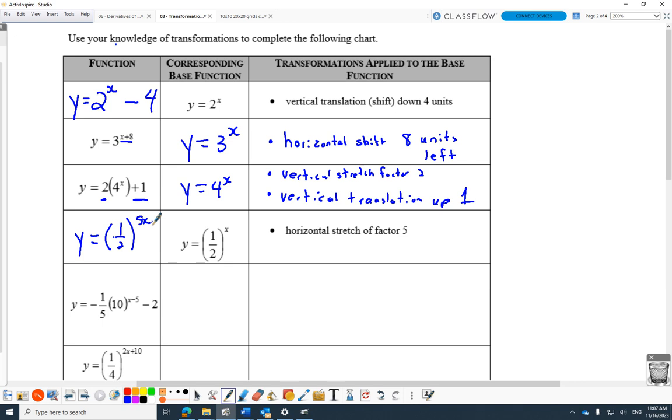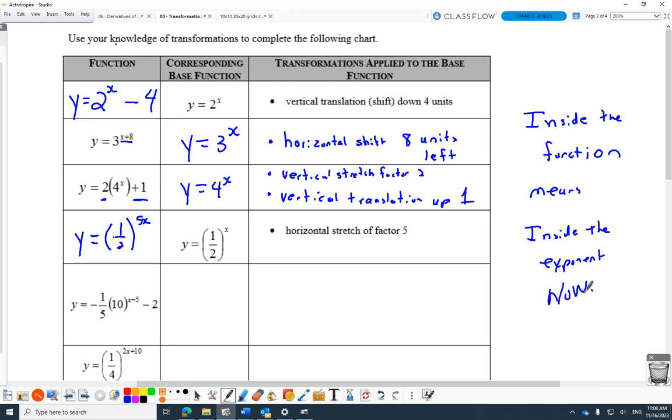Wouldn't it be 1/5? Just for a second. Inside the function, that wasn't the board's fault, that was mine. Inside the function means inside the exponent. Now, and I put the now in capitals to mean, yes, I know that's slightly different than how I was phrasing it before, but I did the best I could to help you through that chapter, now help you through this chapter, so I'm changing my words a little bit.